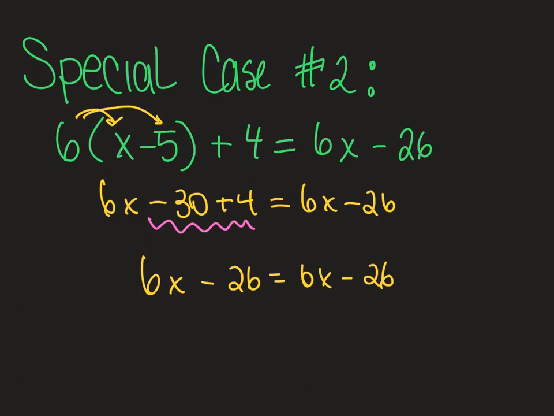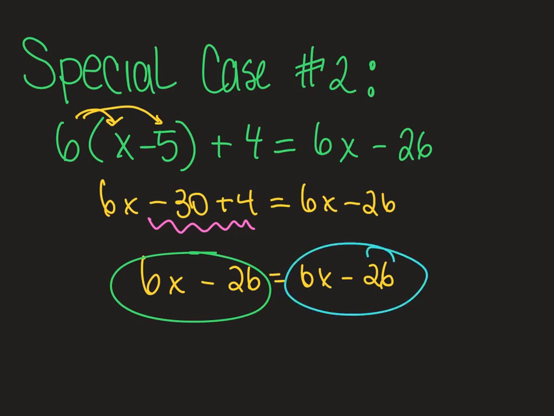Or I could add 26, making the numbers go away, and I would have 6x equals 6x. I don't have to do any of those really. You could just stop at this point. You could say, hey, the left side matches the right side. So in this case, x is all numbers. Every number you can think of in the world will fit it. All solutions.